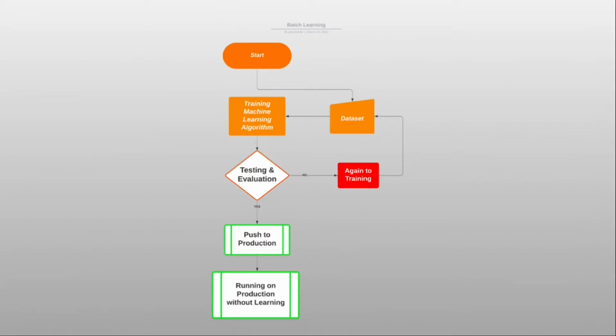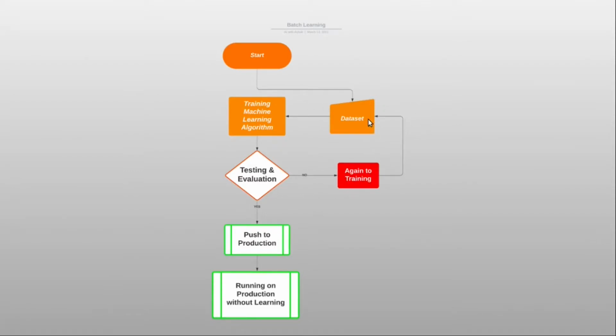Simultaneously, the validation set is also given to the algorithm to monitor its learning during training. After training, that model is tested and evaluated with unknown data, which is the test dataset. After testing, if the test results are fine, then the model is pushed to production. Else, if it does not work fine, then it is given for training again.